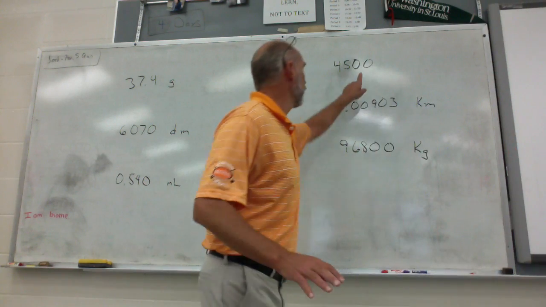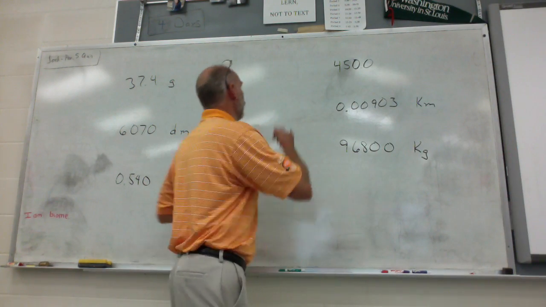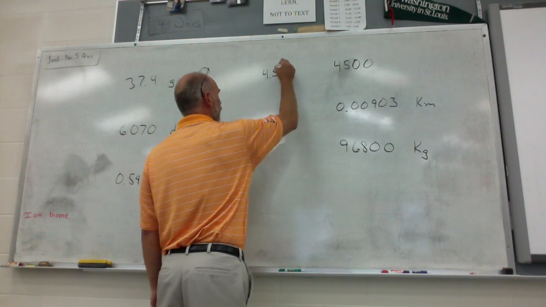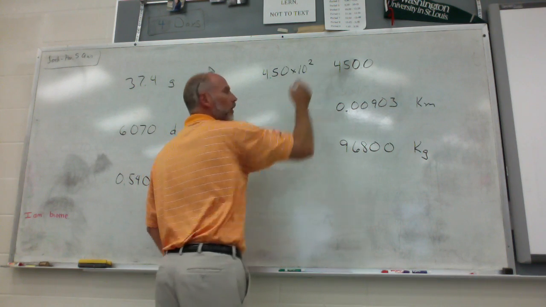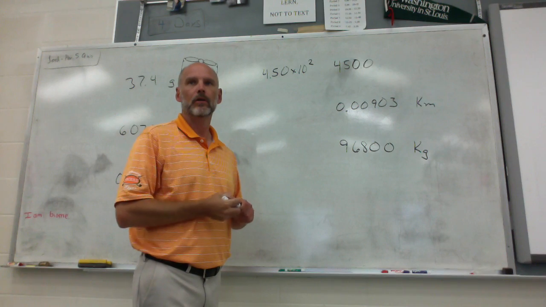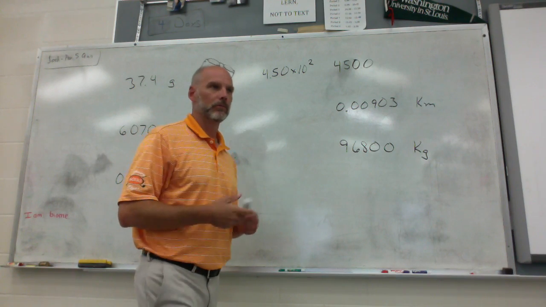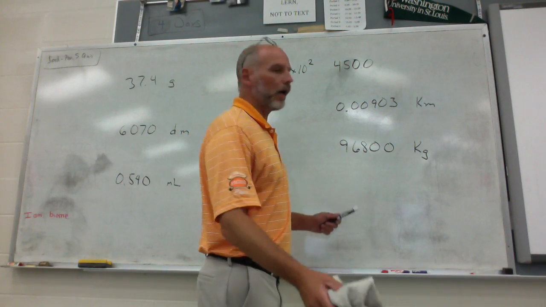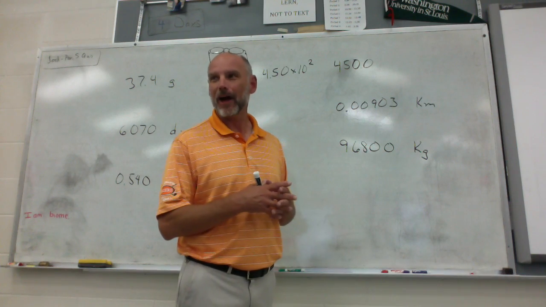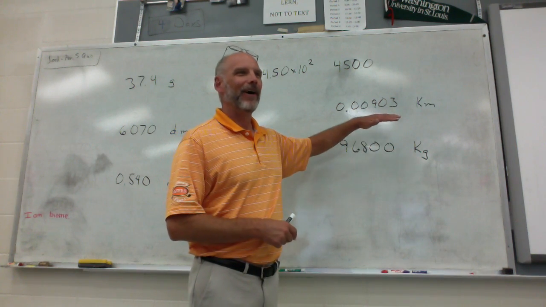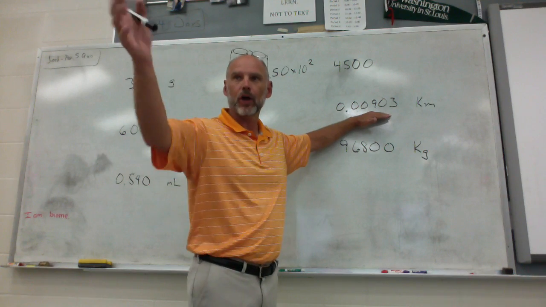Oh, okay. If I wanted to go 3, okay. So you would go 4.50 times 10 to the 2nd. Okay. Let's see how this goes. How many significant digits? Go.